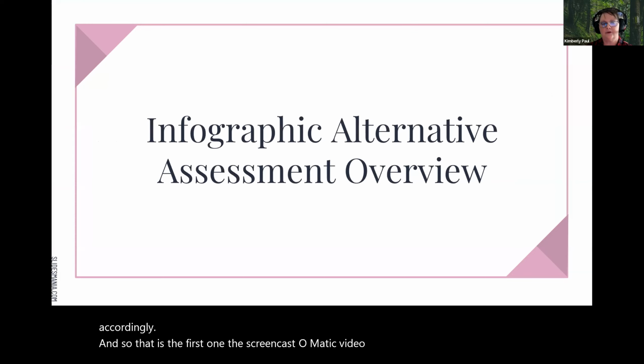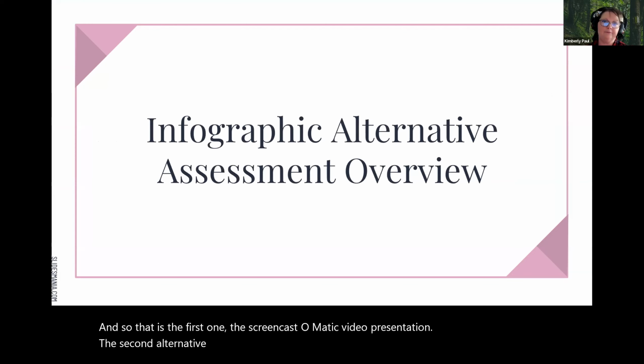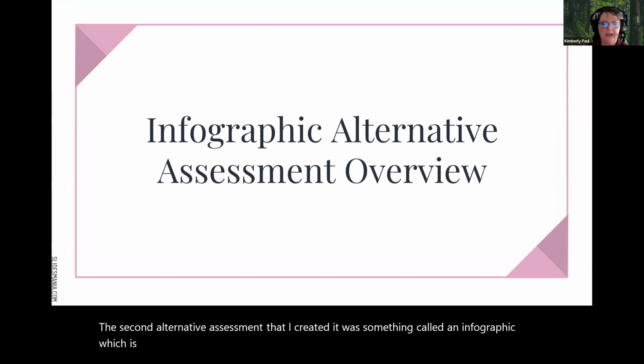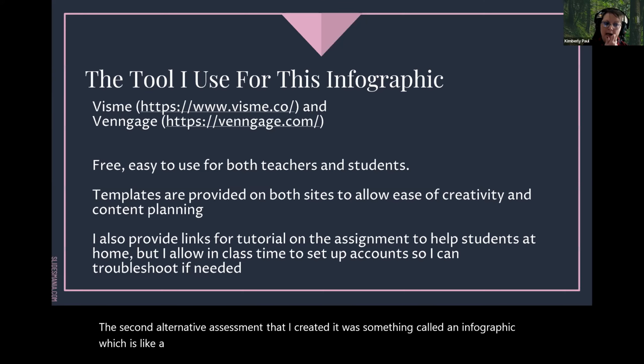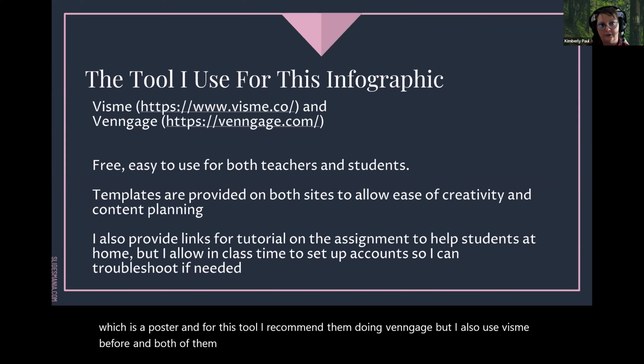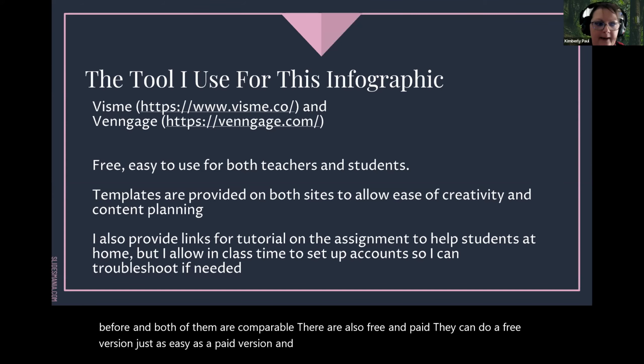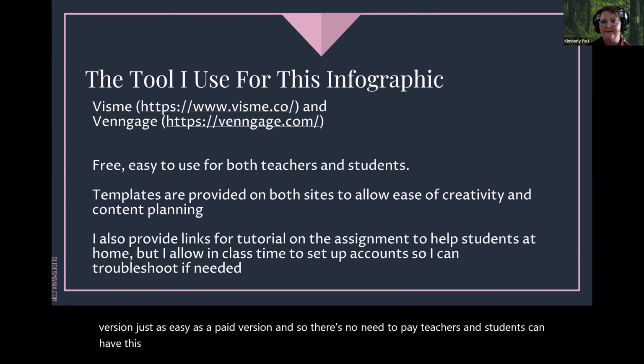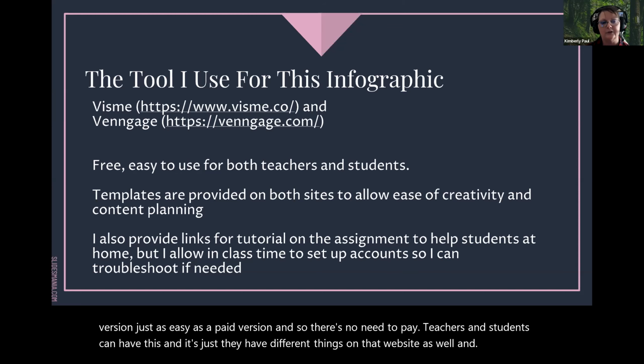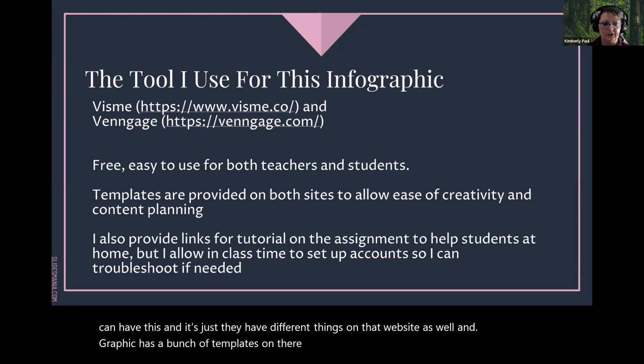The second alternative assessment that I created was something called an infographic, which is like a poster. For this tool, I recommend them doing Venngage, but I also used Visme before, and both of them are comparable. There are also free and paid versions. They can do a free version just as easily as a paid version, so there's no need to pay. Teachers and students can have this, and they have different things on that website as well. Infographic has a bunch of templates on there, so they get to pick the template that they want to use.